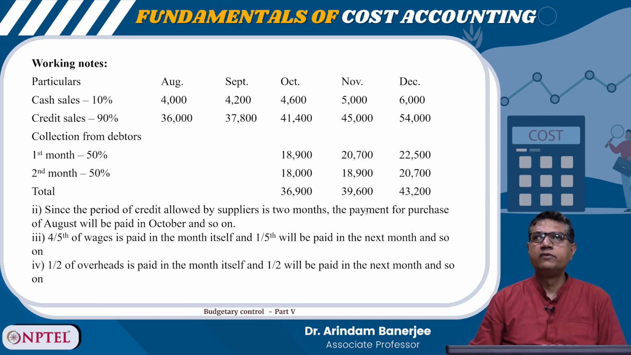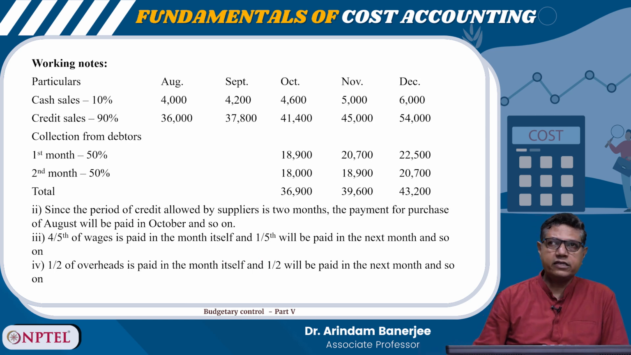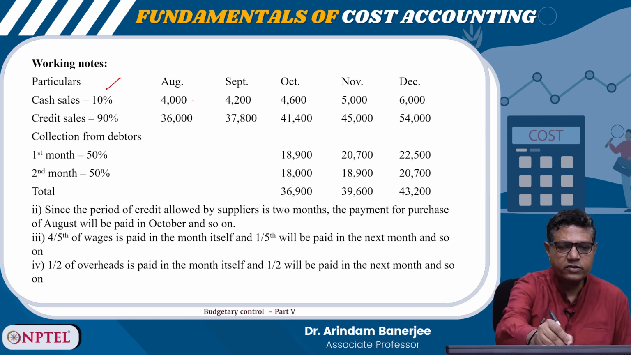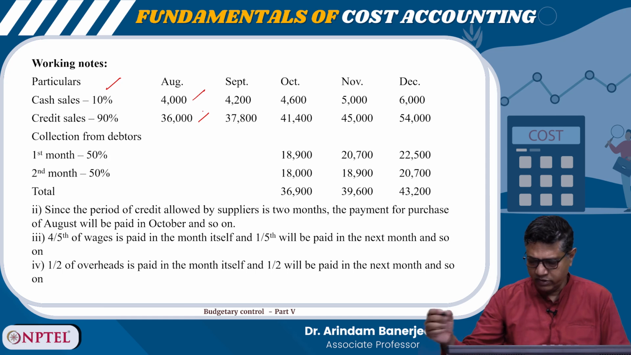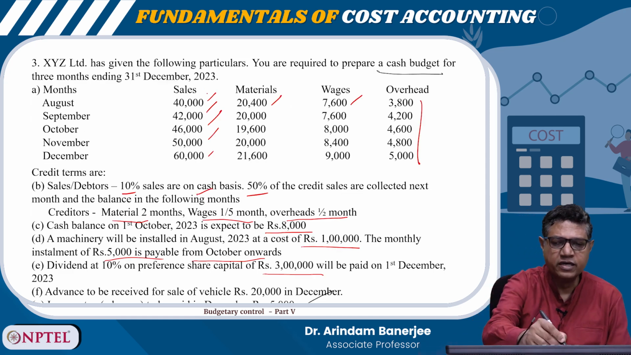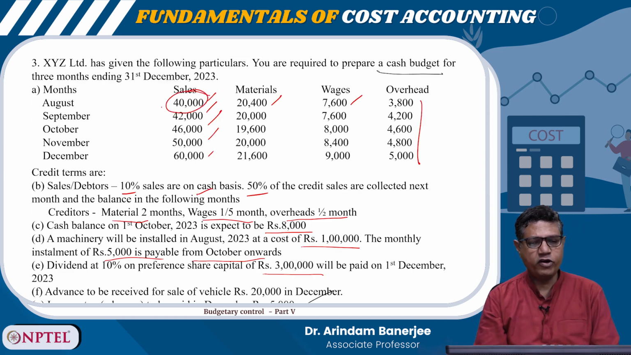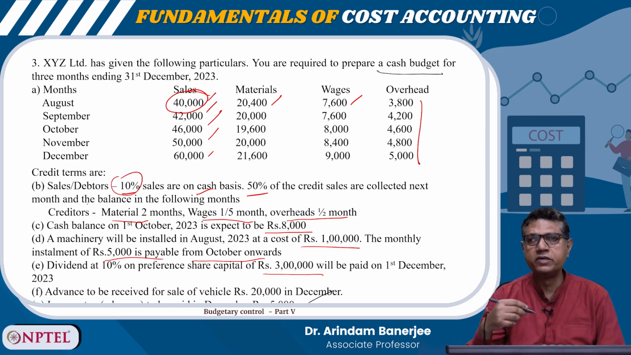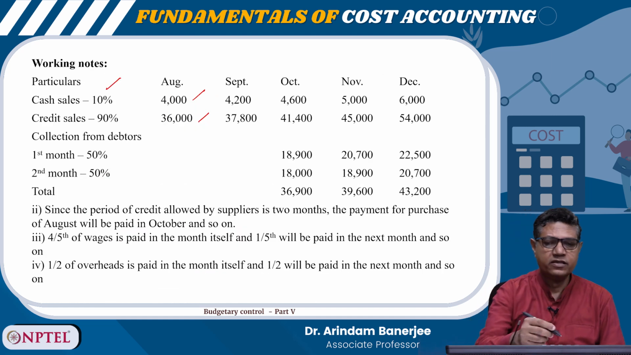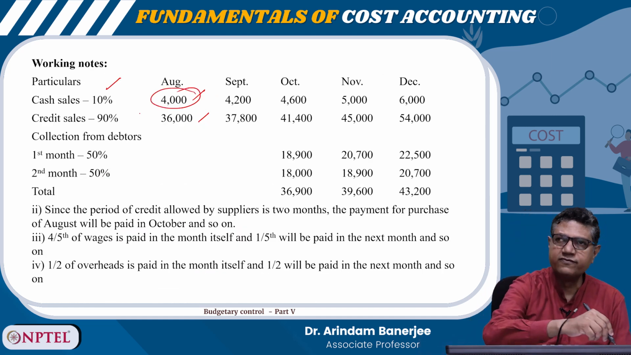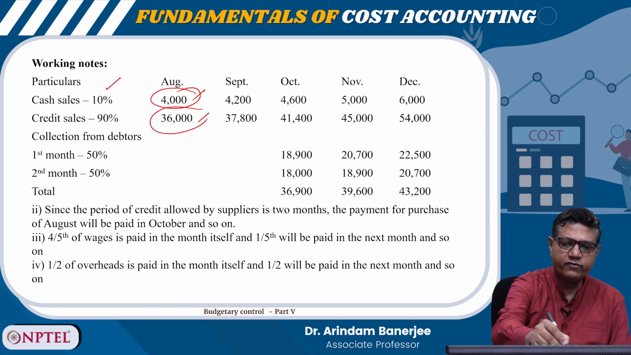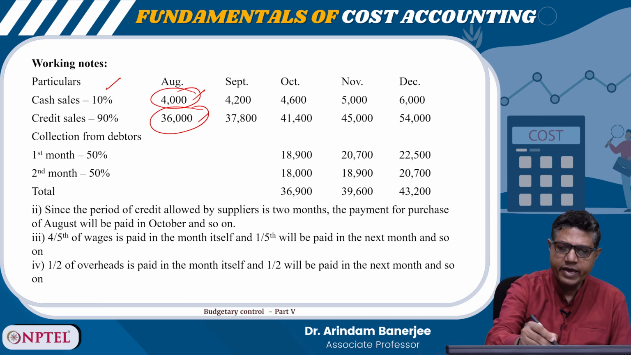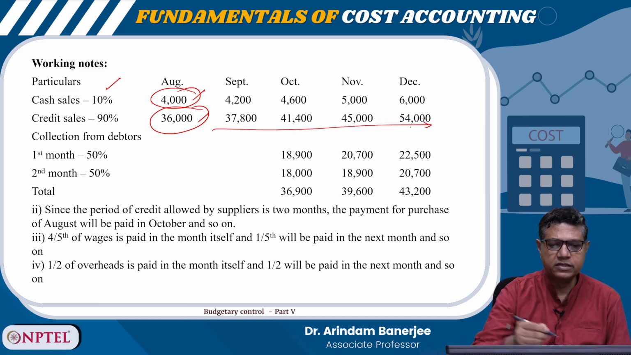So these are the working notes, right? Cash sales are 10%, so in August it will be 4,000. Credit sales will be 36,000, because the total sale given is 40,000, and it is written that 10% of sales are in cash. So 90% is obviously in credit. 10% of 40,000 is 4,000 and 90% of 40,000 is 36,000, which is credit sales. The same way it happens for the other months.